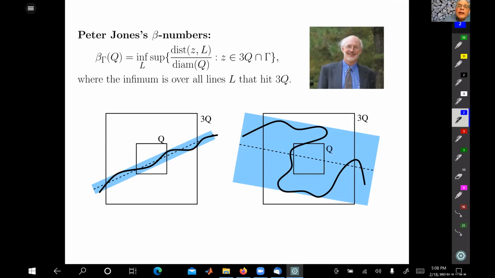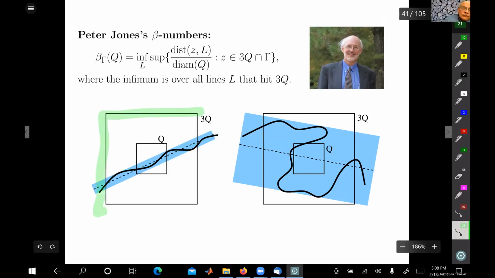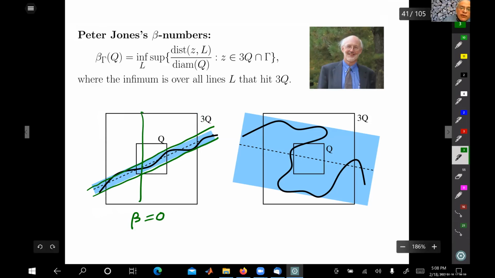So here's Peter and his idea of a beta number. Let's imagine we have a piece of a curve drawn here, and we're going to take a box in the plane. And the question is, how wiggly is the curve restricted to this box? The beta numbers measure this. So here the beta number is approximately 0. The beta number is the width of the thinnest strip containing the curve divided by the width of the curve.